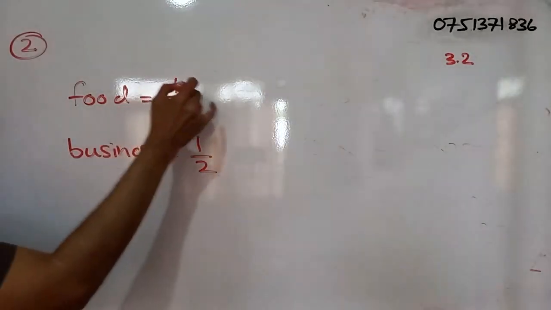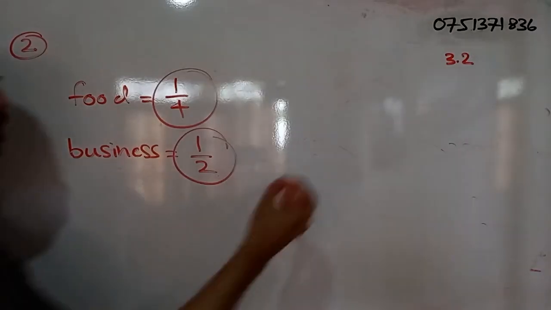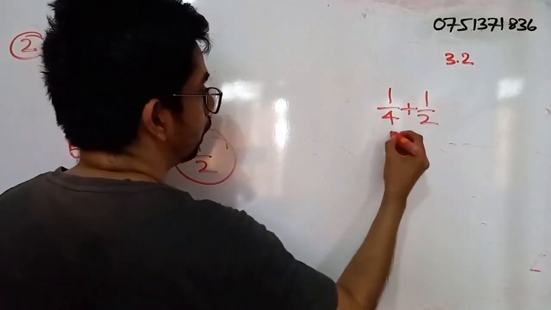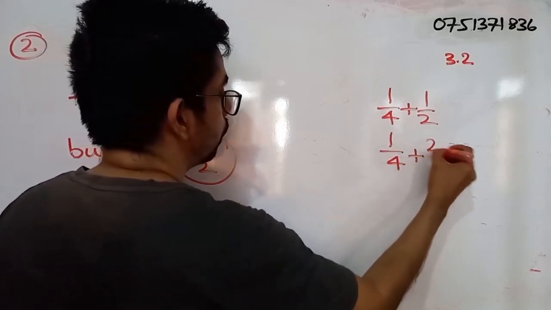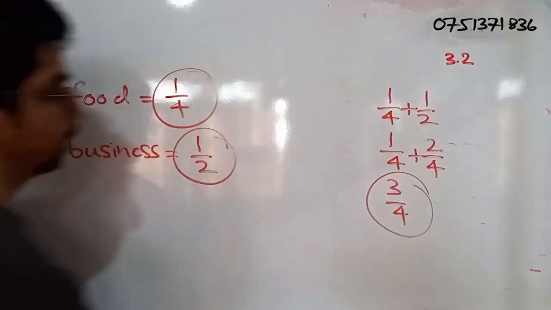Then what will be the total? What do we have to do? 1 quarter plus a half, no? So 1 quarter plus a half. That means what? 1 quarter plus 2 by 4, no? So that means 3 quarters.